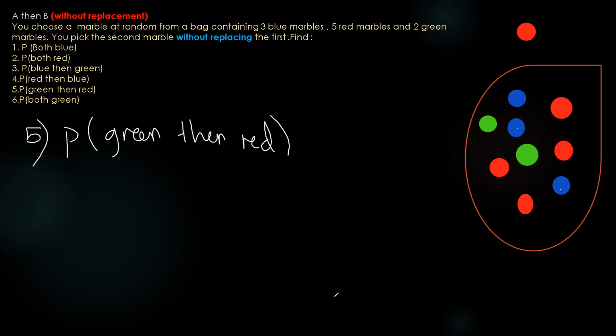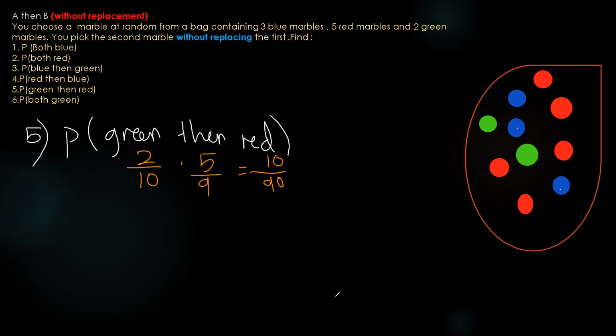Now, green, then red. What is the probability of the green? Here we have, how many ones are green now? We have 1, 2, over 10 times. How many ones are red? We have 5. But over what now? Over 9. So it will be 10 over 90.